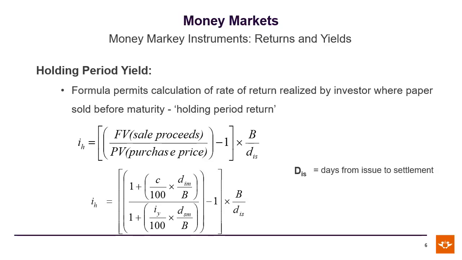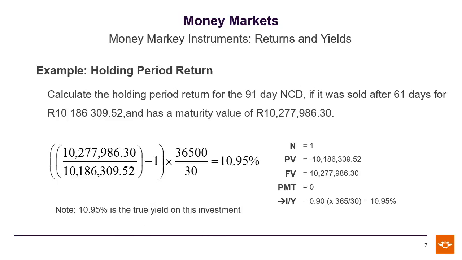I'm calculating here the holding period yield for a yield instrument. You want to calculate the holding period yield for the 91-day NCD if it was sold after 61 days. And essentially in this instance you have 30 days left to maturity. So whoever is buying this is going to hold this until maturity for 30 days. So that is the reason why the calculation is being ratioed up by 365 over 30. And essentially we're using 365 as our day count convention, or actual over 365, because this is a South African instrument.